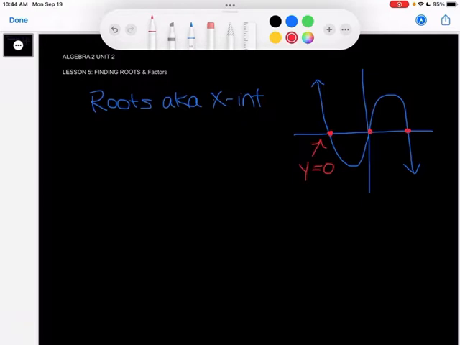x equals, this is the ordered pair, -3, 0. Notice y is 0 there, but x is -3. So that is the root. x equals -3 is the root.